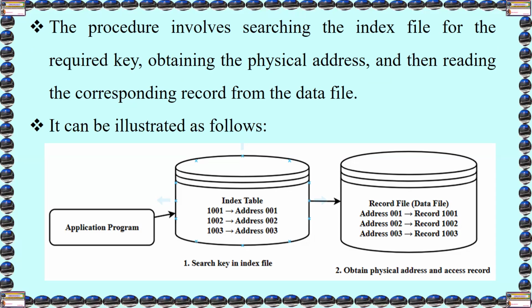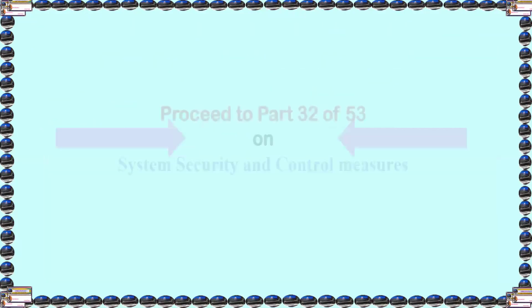So, number one, we have the search key in the index file. And in number two, we have the obtaining of the physical address and access of the record.